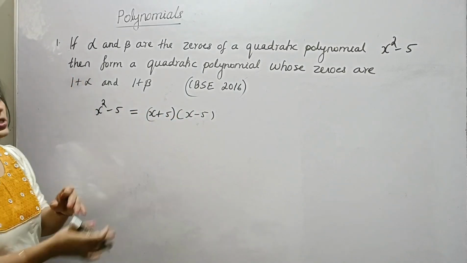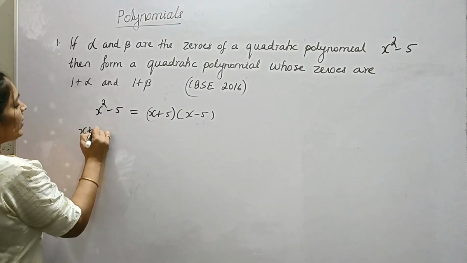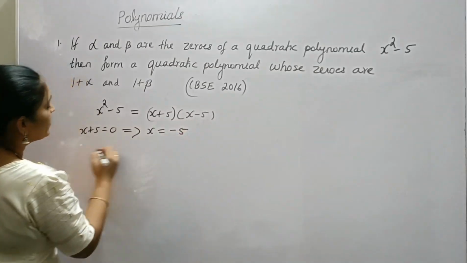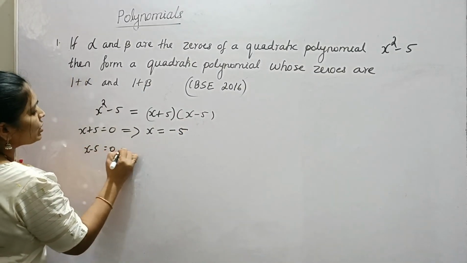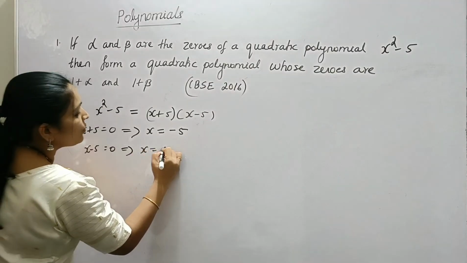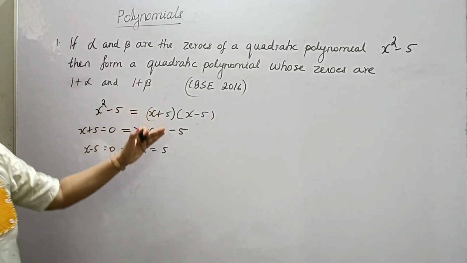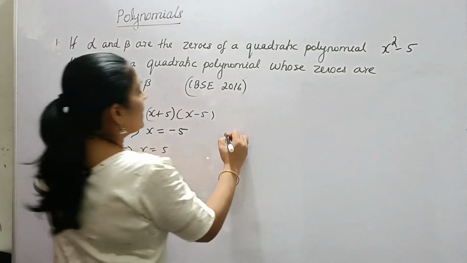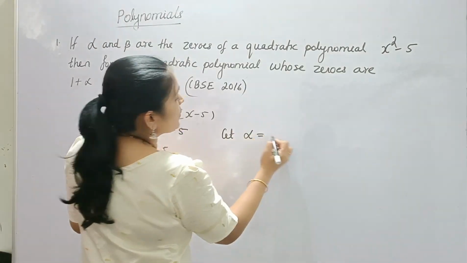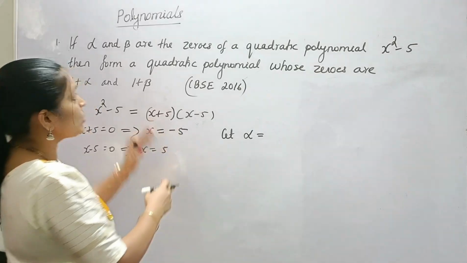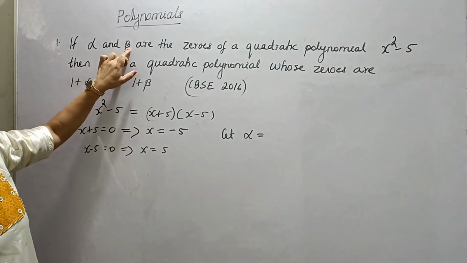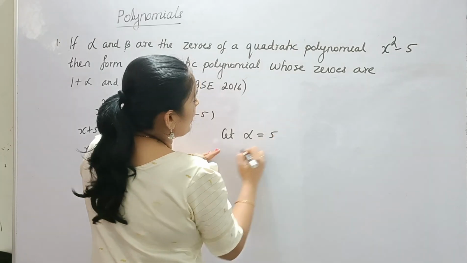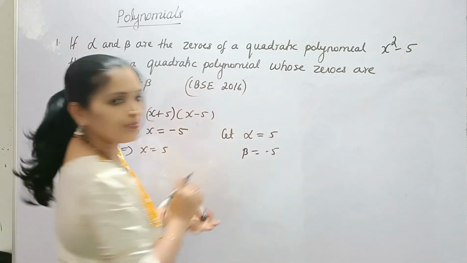So how to find the zeros? That is x plus 5 is equal to 0 implies x is equal to minus 5. X minus 5 is equal to 0 implies x is equal to 5. So what are the zeros? 5 and minus 5. Okay. Now here let's take, let alpha is equal to, that is two zeros, alpha and beta. Here we have got the values of alpha and beta. Okay. Now let's take alpha is equal to 5 and beta is equal to minus 5.